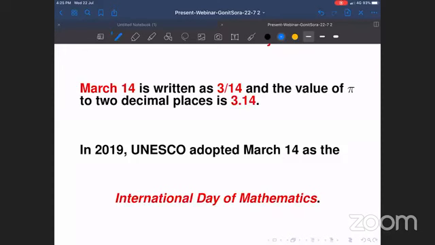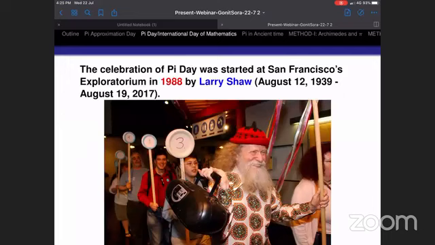The first celebration of Pi Day was started at San Francisco's Exploratorium in 1988 by Larry Shaw, and he actually passed away in 2017. They wrote the digits of pi, 3.14, etc., and had a procession. So that was the first Pi Day celebration.